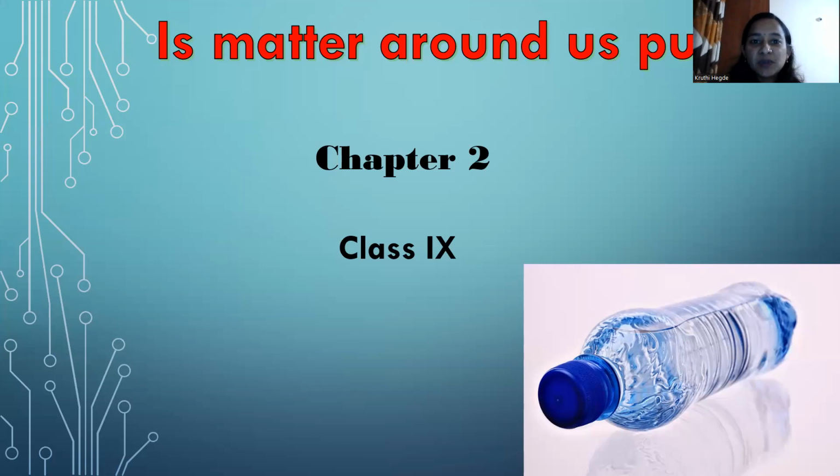This is the continued discussion of the chapter Is Matter Around Us Pure? In the previous video, we had discussed two types of heterogeneous mixture, that is suspension and colloids. We have even discussed their properties also. In this video, we are going to discuss three separating techniques.